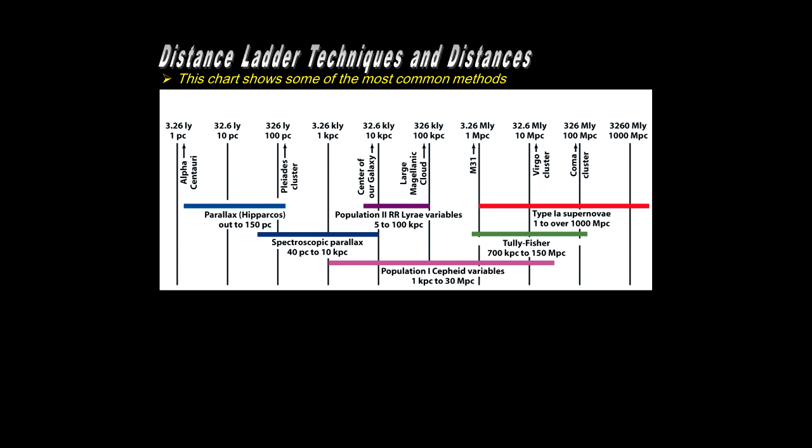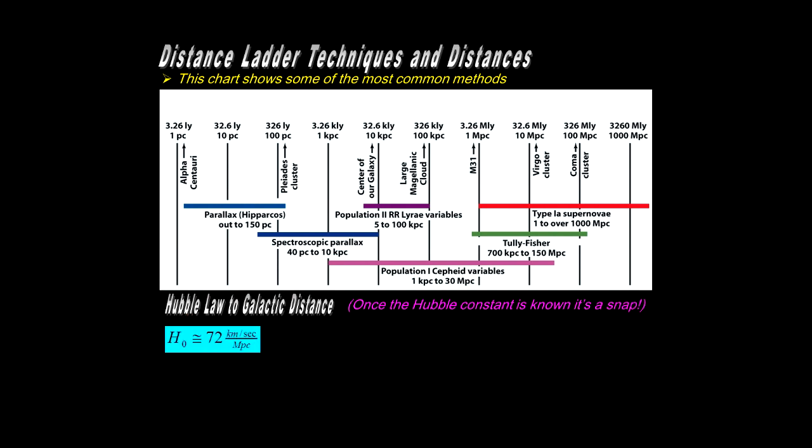In addition to that, we have the Hubble law, and just bolstered that a little bit. Once the Hubble constant is known, it's a snap to get the distances. Modern value of the Hubble constant, about 72 kilometers per second per megaparsec. The recession velocity is the Hubble constant, the slope of the line, times the distance. Don't worry if that just confused you a little bit.